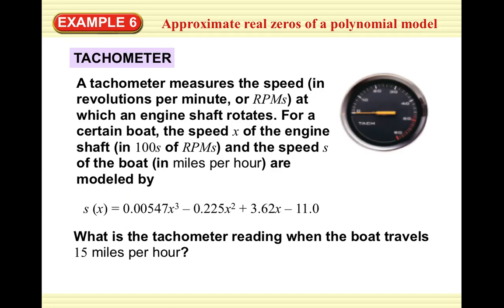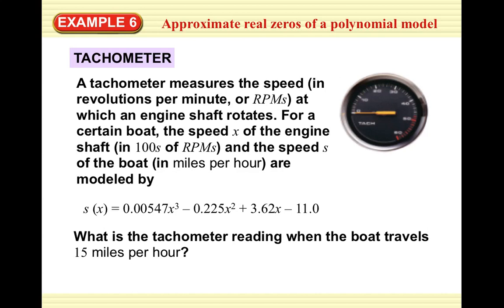So now we are going to approximate real zeros of a polynomial model. So we're going to use a word problem here. A tachometer measures the speed in revolutions per minute, or RPMs, at which an engine shaft rotates. So this is getting into car mechanics, or automotive mechanics, boat mechanics, same thing. For a certain boat, the speed x of the engine shaft in hundreds of RPMs and the speed s of the boat in miles per hour are modeled by this function. What is the tachometer reading when the boat travels 15 miles per hour?